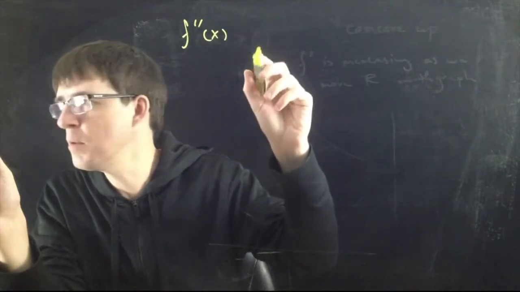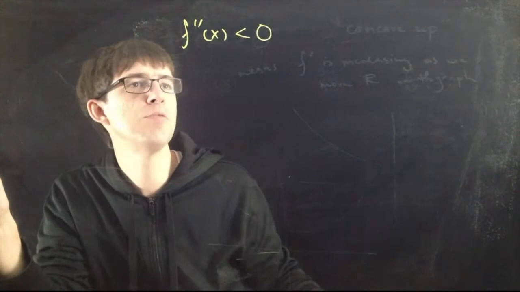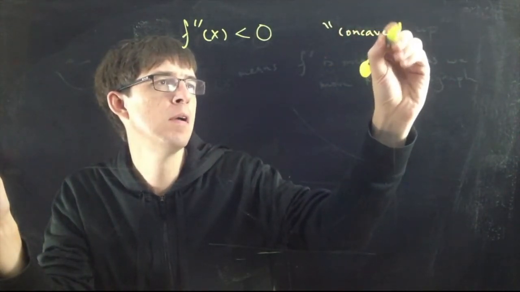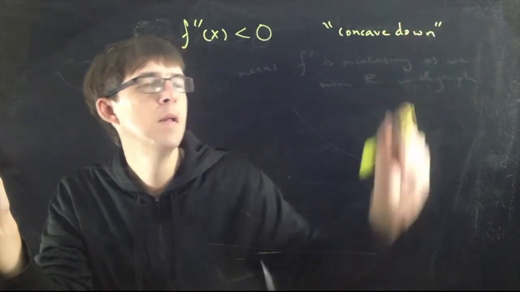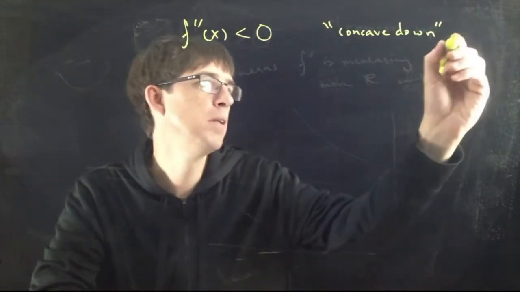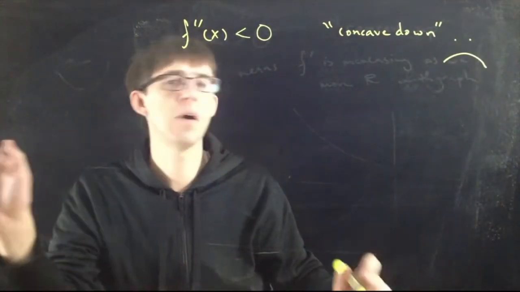What does it look like when the derivative is less than 0? The second derivative is what I'm talking about. I said derivative. I meant the second derivative. What does it look like when the second derivative is less than 0? This is called concave down. And instead of that way, is that way, right? It's the frowny rather than the smiley. The frowny shape is called concave down.